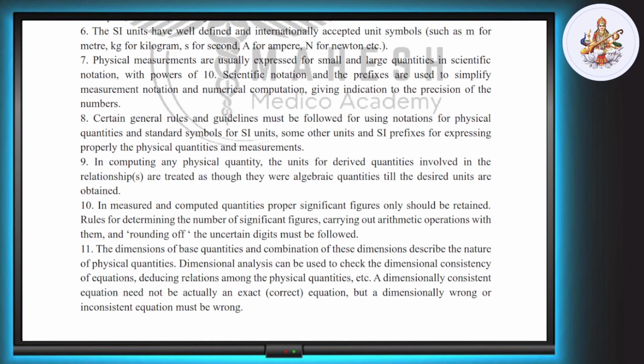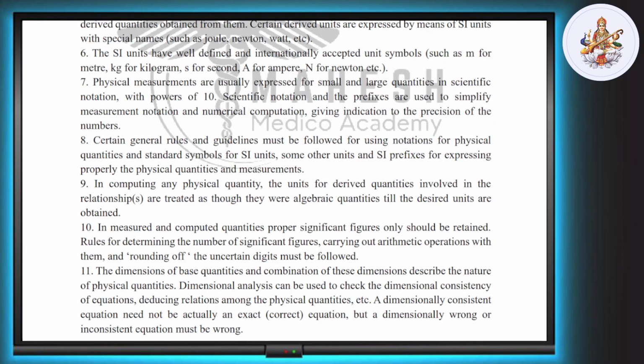8. Rules and guidelines for notations. When writing physical quantities, we must follow certain standard rules for notations and symbols. This ensures uniformity and clarity in communication. 9. Algebraic treatment of units. When we compute derived quantities, we treat their units algebraically. For example, when we calculate speed using distance and time, the units are divided just like numbers. If distance is in meters and time is in seconds, the speed will be in meters per second.